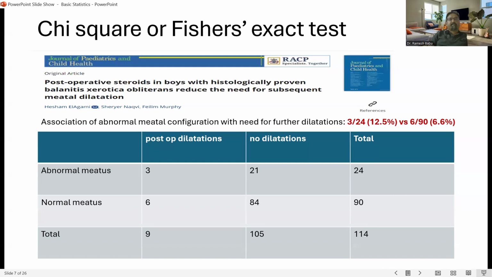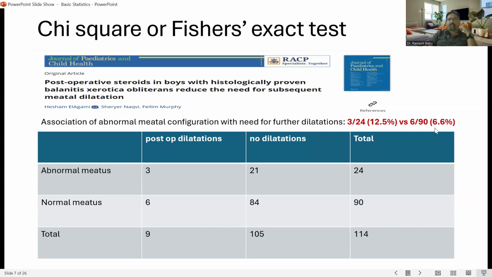Now let us go into another thing called the 2 by 2 table. 2 by 2 tables are basically to compare proportions. Here we can use a chi-square test, or Fisher's exact test if a particular value is less than 5. In this particular study, they looked at the association of an abnormal meatal configuration and the need for further dilatation. So the basic risk factor or the exposure is an abnormal meatus. The outcome is either the need for multiple postoperative dilatations or no dilatations. So we have here 3 out of 24, that is 12%, and 6 out of 90, 6%.